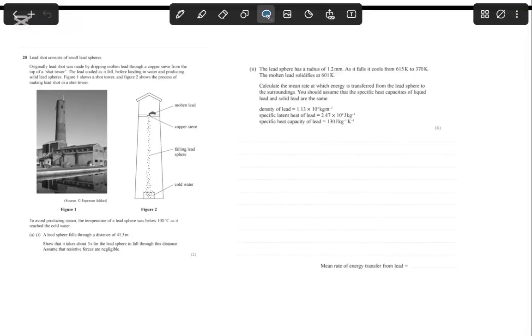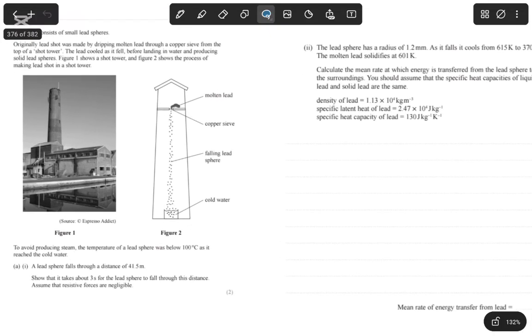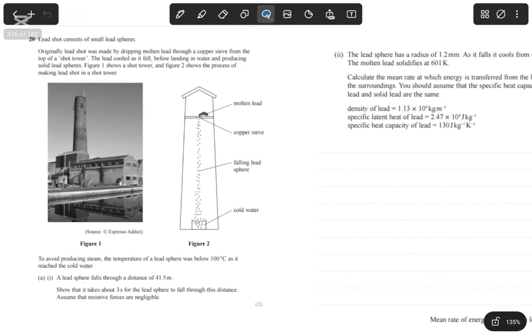In this one, we're going to be going through a question from 2022, I think June. Okay, so this is question number 20. So let's look at this one. It's a very interesting question.